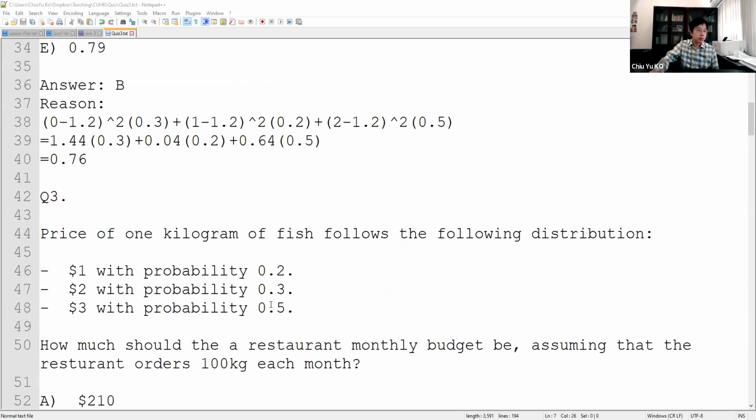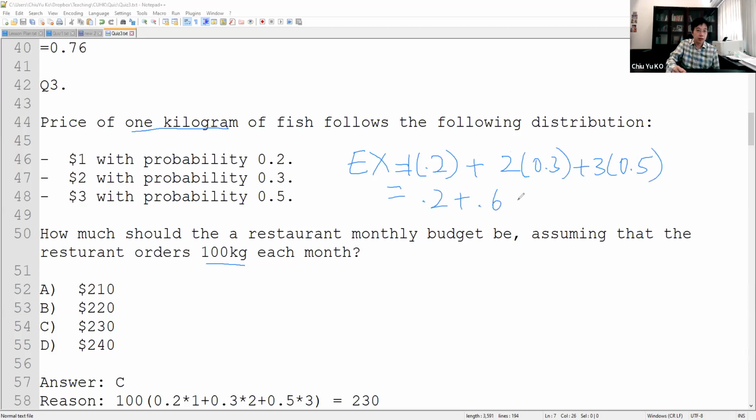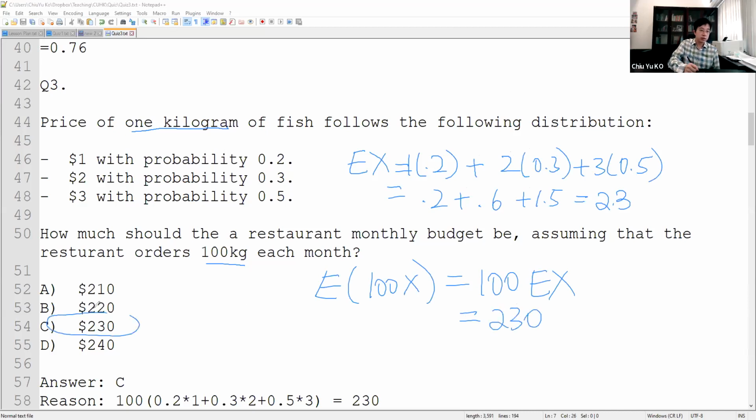The next one is about the linear property of expectation. We have pies of 1 kilogram and so on. So the expected X will be 0.2 times 1, plus 2 times 0.3, plus 3 times 0.5. That's 0.2 plus 0.6 plus 1.5, which is 2.3. Then what we ask is 100X, which is 100 times the expected X, so it's 230. So the answer is C. Is that okay?